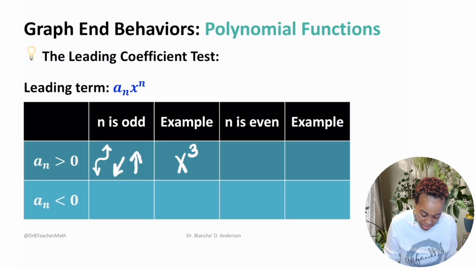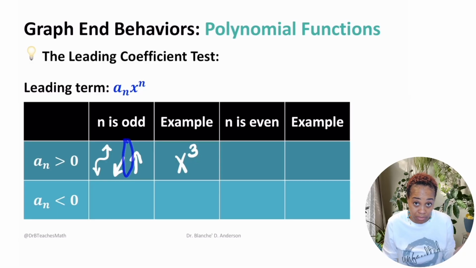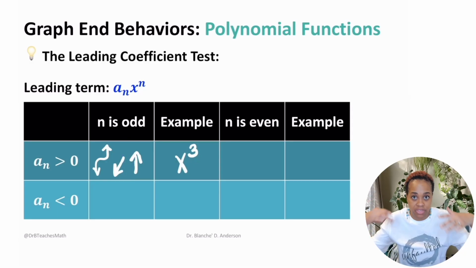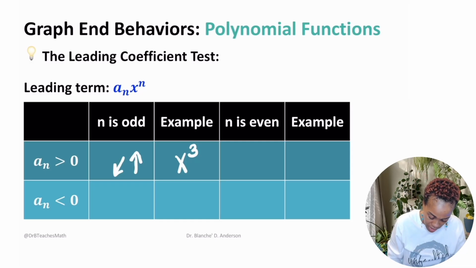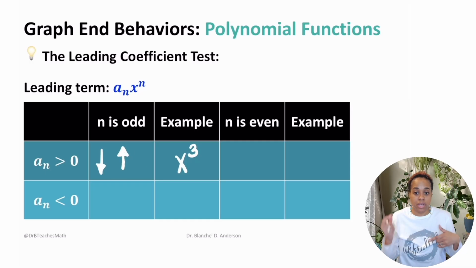You don't necessarily know what it's going to do in between, because x to the 5th, x to the 7th, x to the 9th, all those odd powers, but the end behavior is going to go down and then up. Let me rewrite that. Okay, down and up in x cubed.